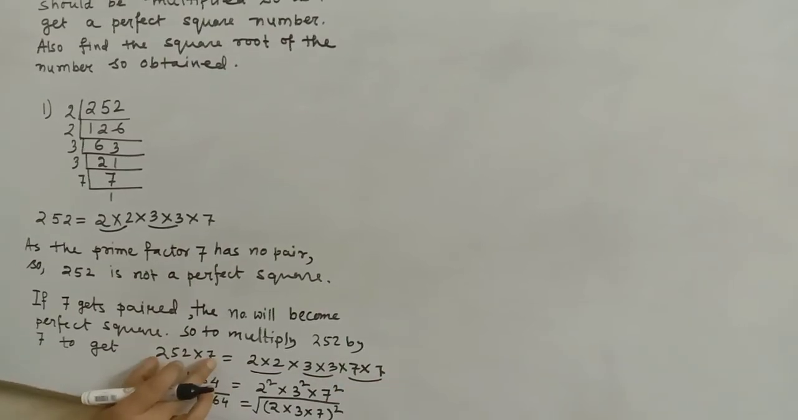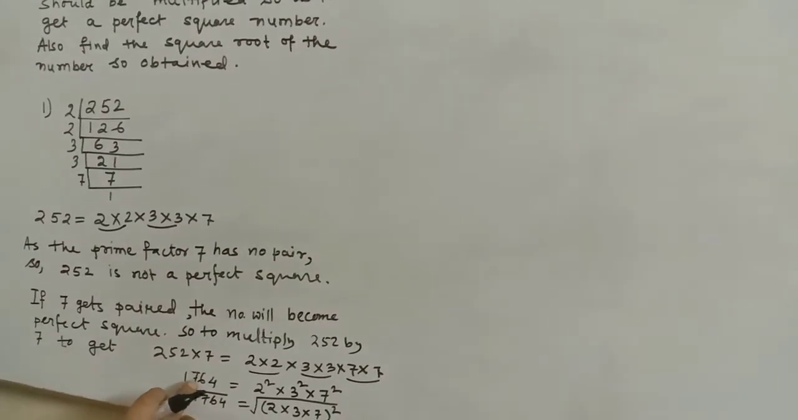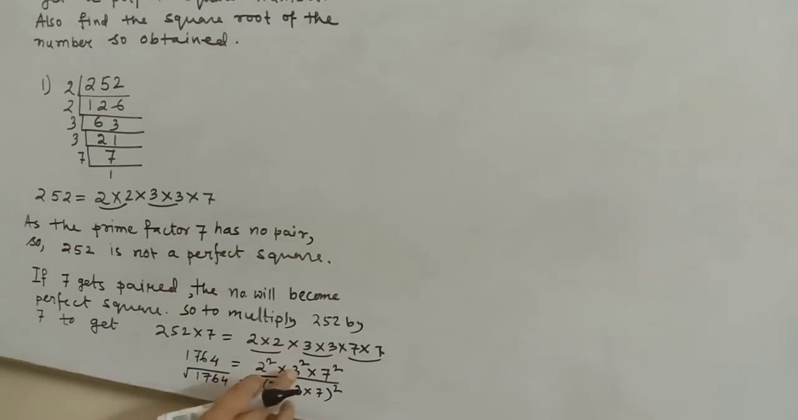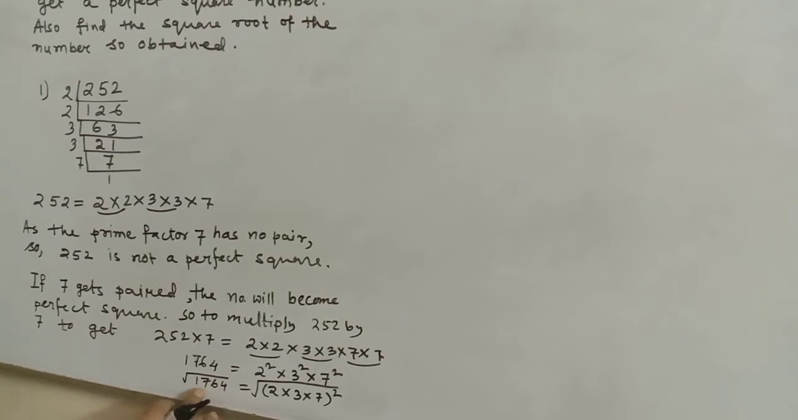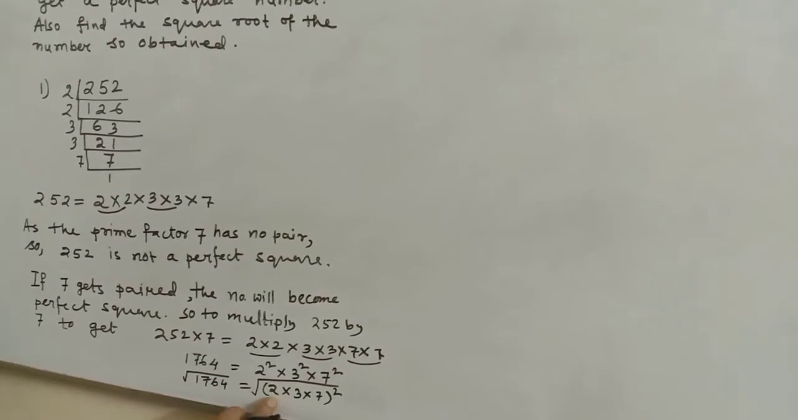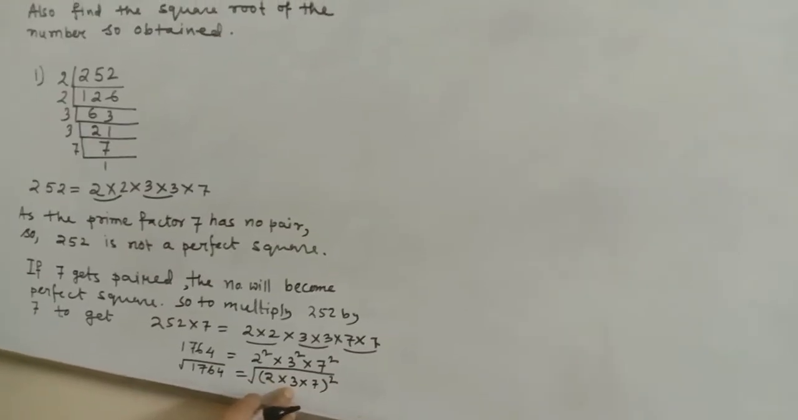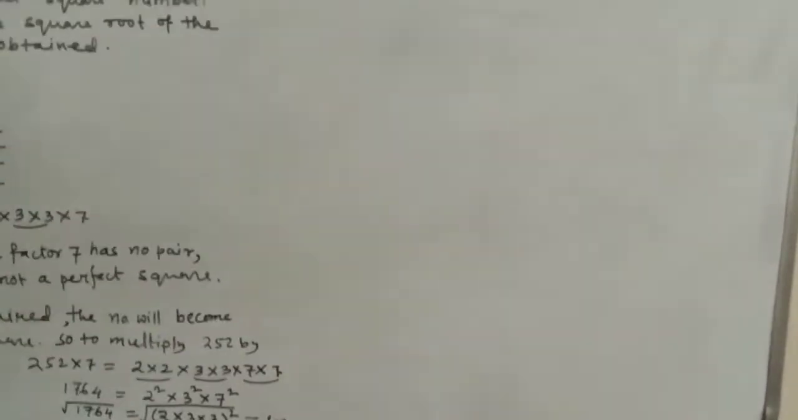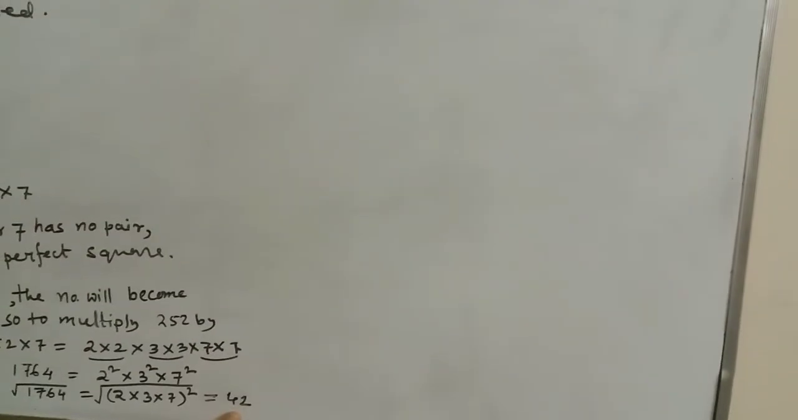The new number I have got is 1764. So the new pairs are 2 square, 3 square and 7 square. So the square root of 1764 is equal to single 2, single 3, single 7, whole square. 2 threes are 6, 6 sevens are 42. So the number is 42. Also find the square root of the new number. So the square root of the new number is 42. Understood?